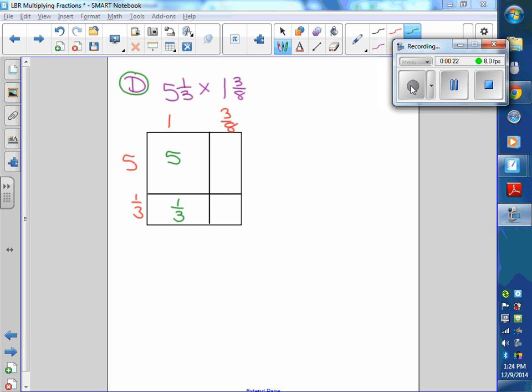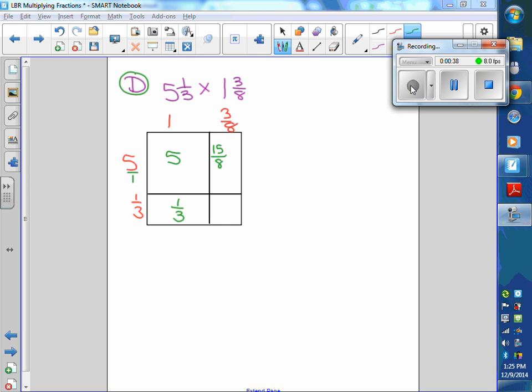Okay. So now I'm going to do 5 times 3/8. Remember when you multiply fractions, you just multiply the numerators. I think of 5 as 5 over 1. So 5 times 3 is 15. And 1 times 8 is 8.